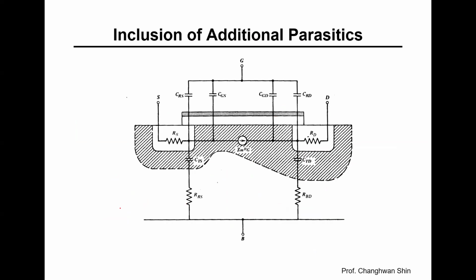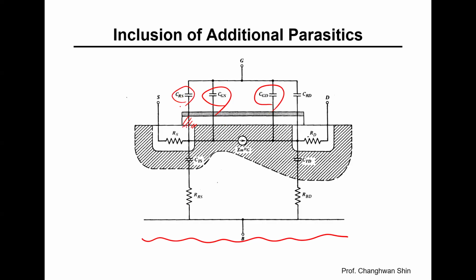While our basic small signal model well captures the core transistor behavior, real MOSFETs include additional parasitic elements that become increasingly important at higher frequencies and in smaller devices. The diagram shows a more comprehensive model that includes gate to source capacitance and gate to drain capacitance. And another one is overlap here. The gate electrode is overlapped with the source side.